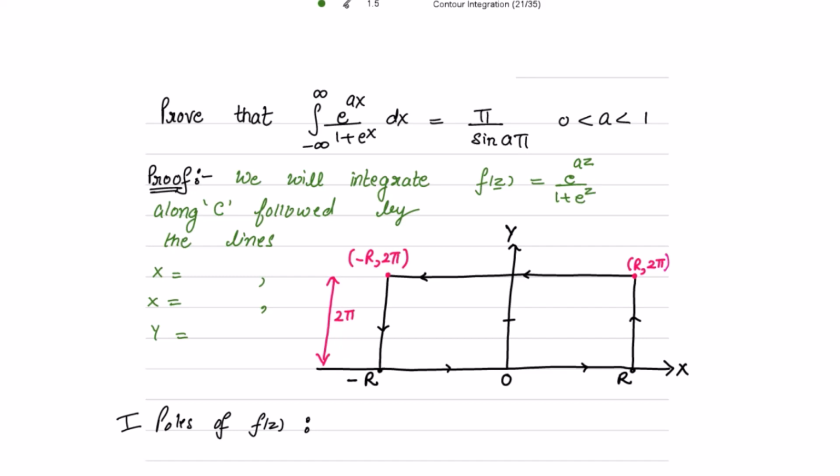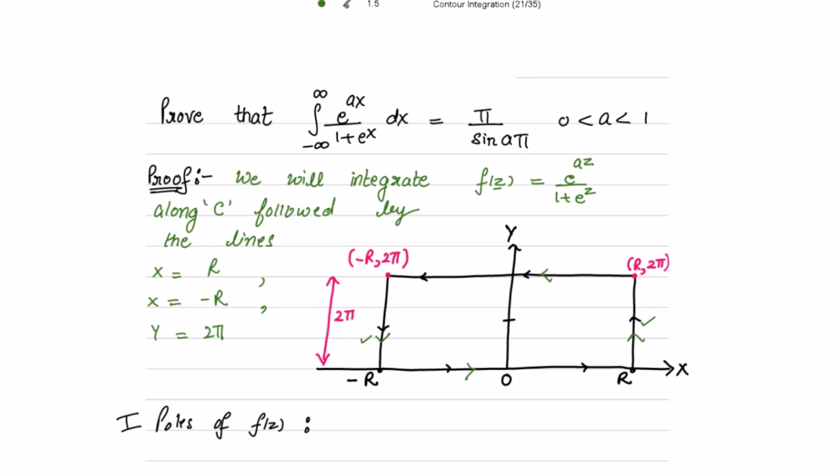So we will integrate this function along the contour, which is followed by the lines x equal to positive R, and then x equal to negative R, and this y equal to 2 pi. Already mentioned this distance as 2 pi. Okay, so we will integrate first along the real axis, and then along this line, and then along this line, and then along this line.